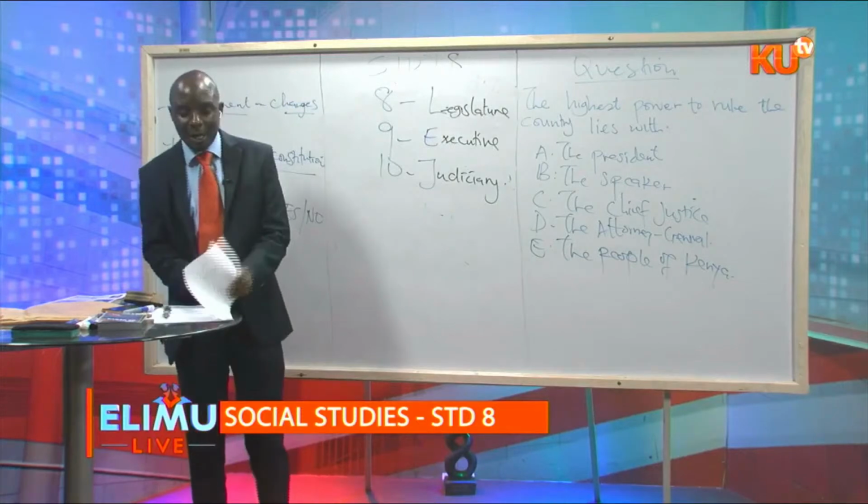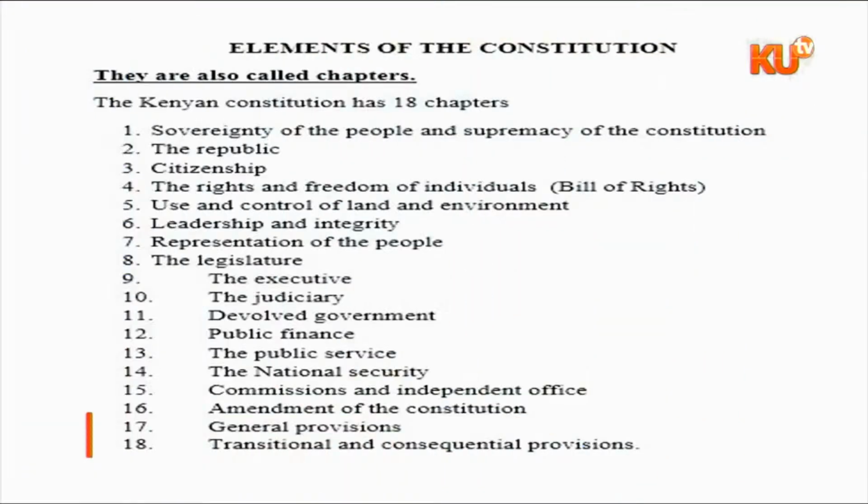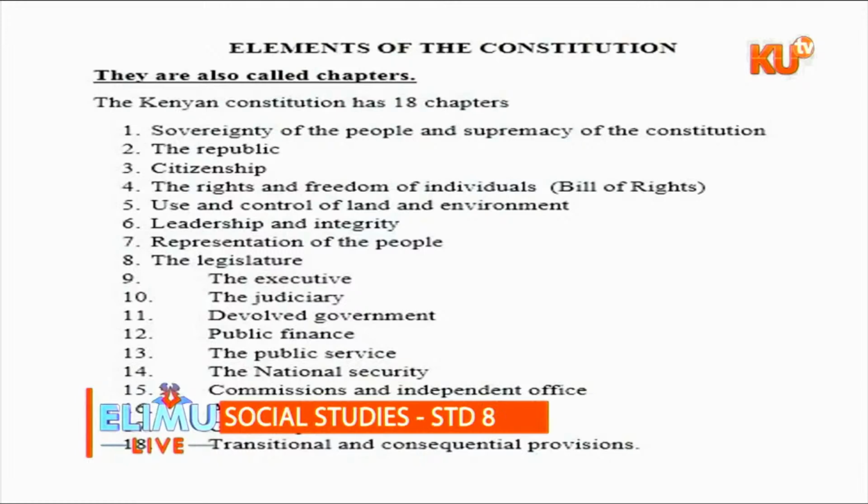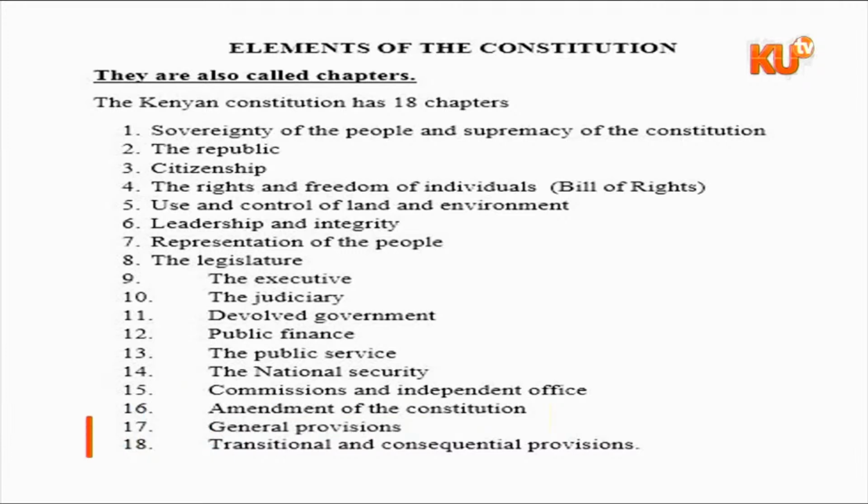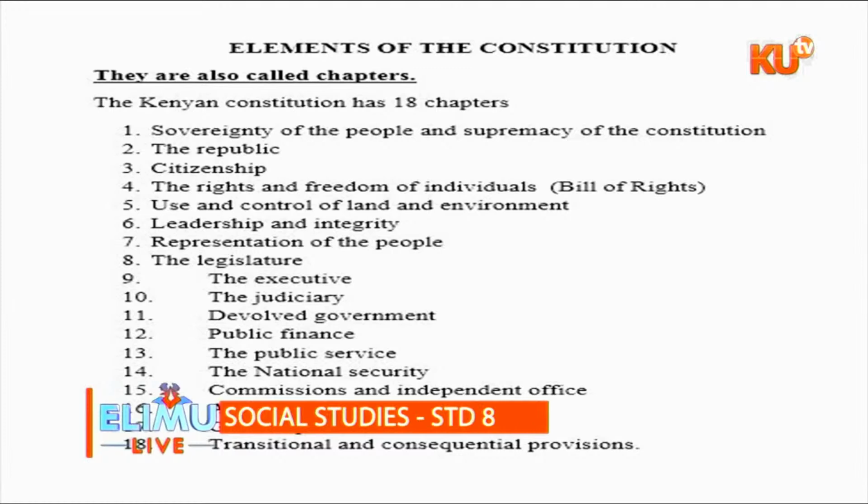Then we'll look at chapter 11, which is about devolved government. After the 2010 Constitution, our country became divided into what we call the devolved units. Remember, there are 47 of them. This is a full unit on devolved government. Then something to do with our finances, how we raise and get our money, is in public finance. That's chapter 12.